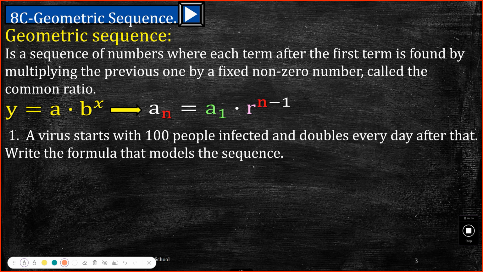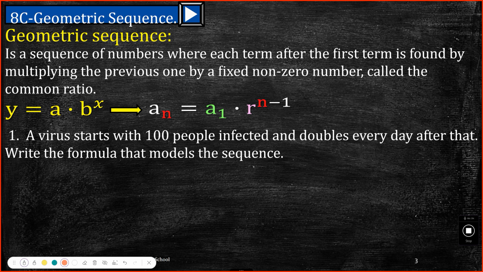The next day, how many people were infected if that is true? 200 people. The second day, how many people were infected by then? 400 people. Third day, how many people were infected? 800. Fourth day, how many people were infected? 1,600. Fifth day, how many people were infected?